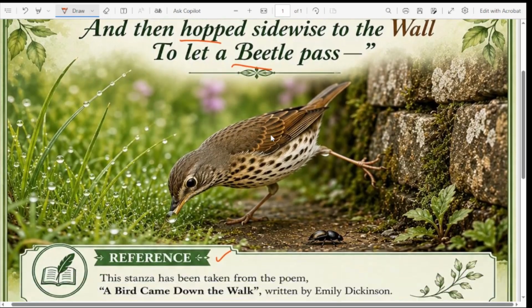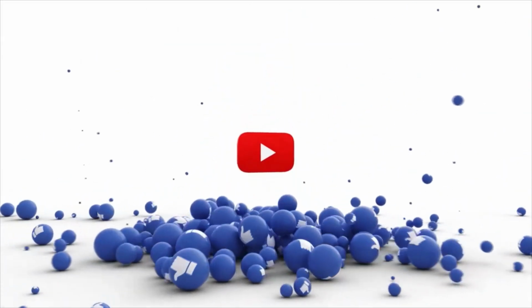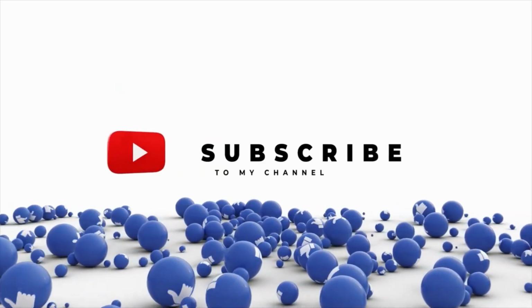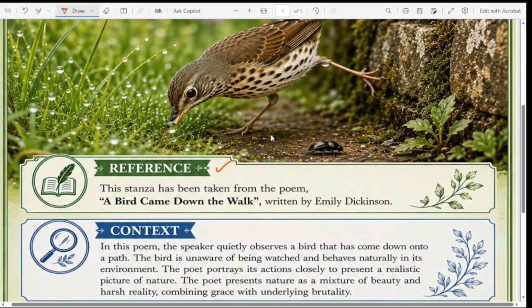Now let's get started. Explanation of the second stanza. The first part is the reference. This stanza has been taken from the poem A Bird Came Down the Walk. This must be written with a blue marker, written by Emily Dickinson. Again, the name of the poet also in blue ink with a blue marker. So you will get 2 marks.